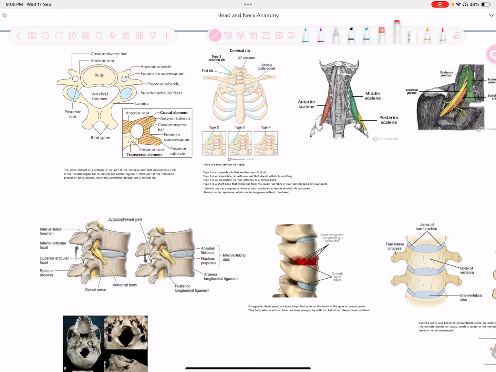Hi everyone, let's discuss the clinical anatomy in detail. So starting off, we're going to discuss the cervical vertebrae.